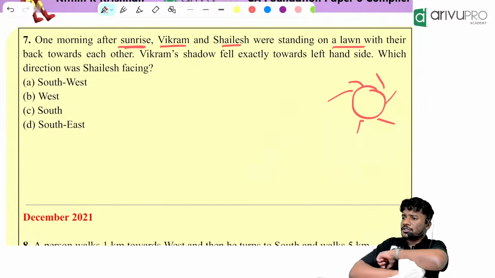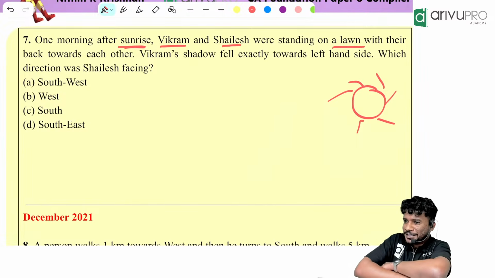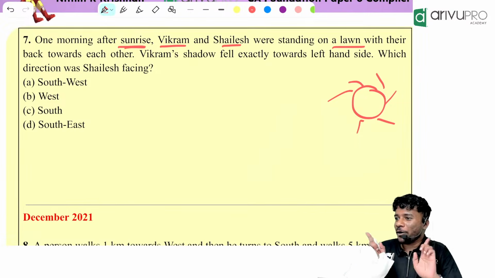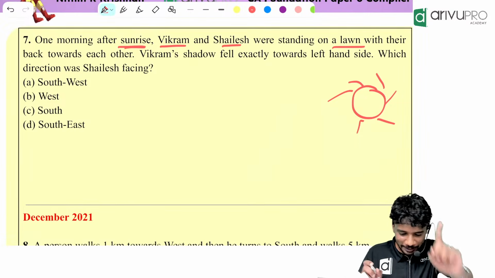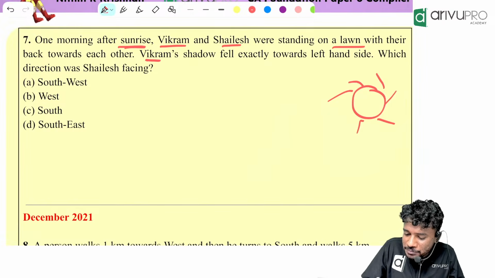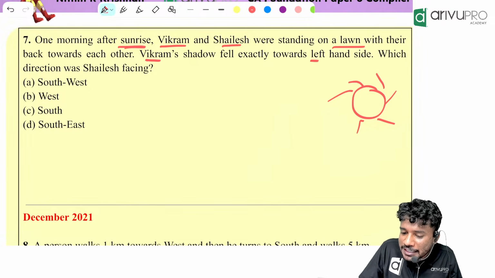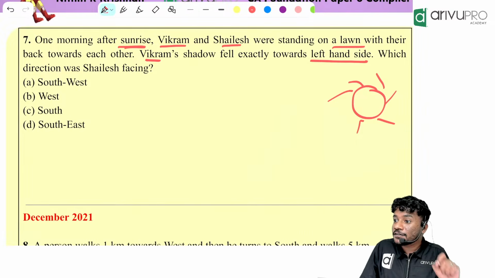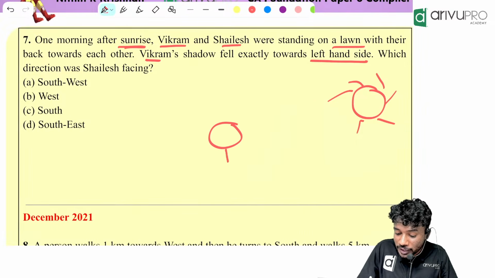What do you mean by back towards each other? Correct. Back towards each other means what? They are looking in the opposite direction. That is the meaning. Then Vikram's shadow fell exactly to the left side. Vikram's shadow fell to the left side means Vikram will be looking in which direction?